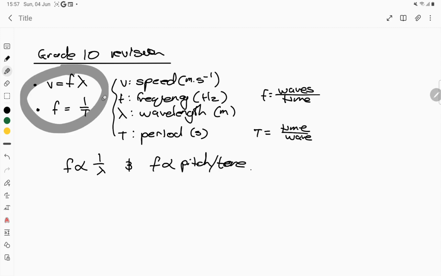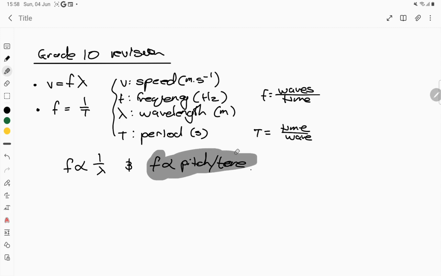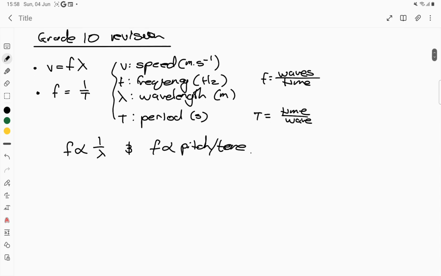Looking at this specific formula up here, we can tell that frequency is inversely proportional to the wavelength. And that will tell us then that frequency is directly proportional to the pitch or the tone. Pitch and tone being the highness or lowness of a note. So the higher the frequency, the higher the pitch, and the lower the frequency, the lower the sound.